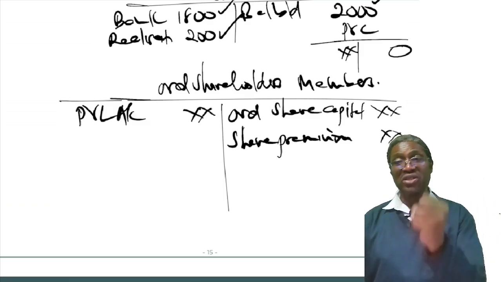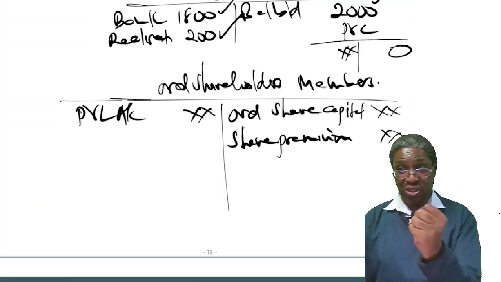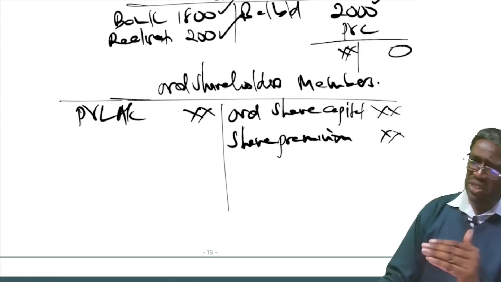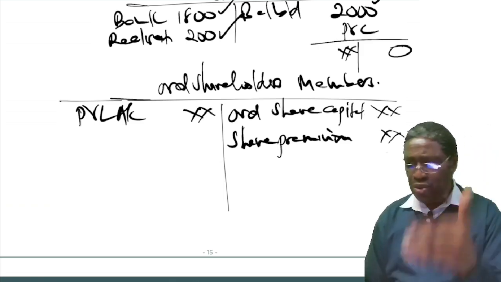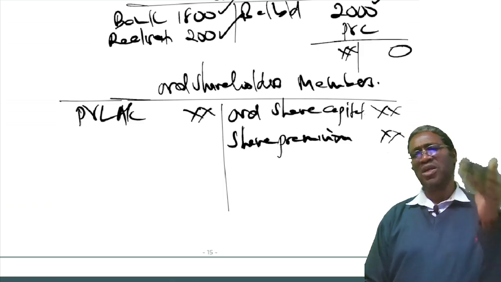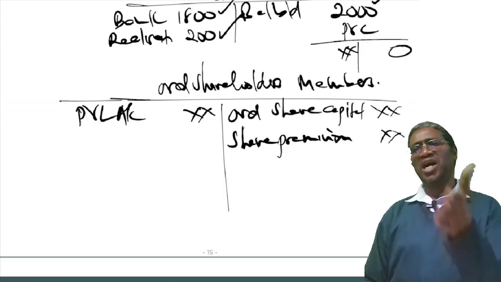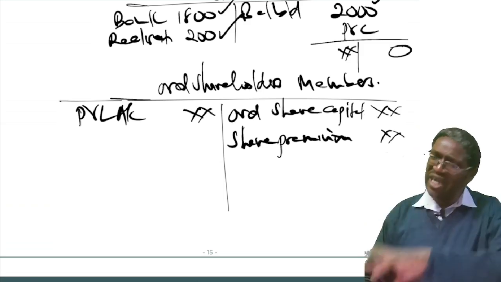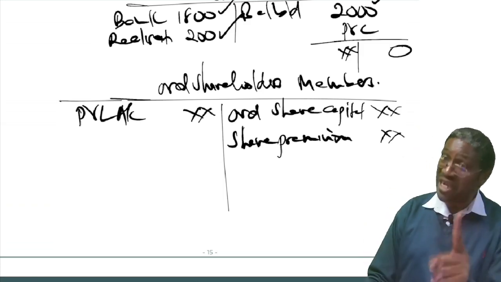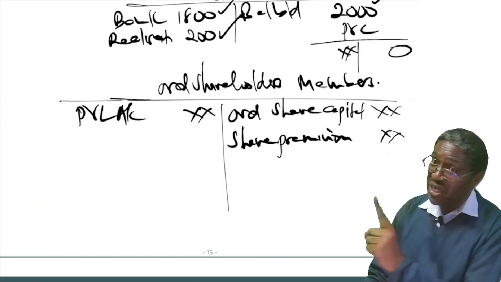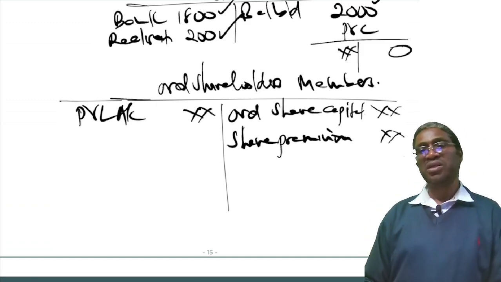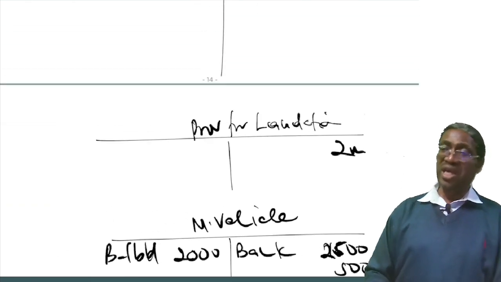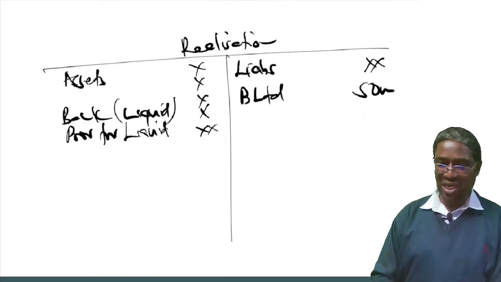That's our entry number 8, which says transfer reserves to the members. I've said if it's a positive reserve, e.g. share premium, you will debit share premium and you will credit ordinary shareholders members. If it's a negative reserve, like the retained losses, you will credit P&L account and you will debit the members. That's our step number 8. Let me discuss number 9.